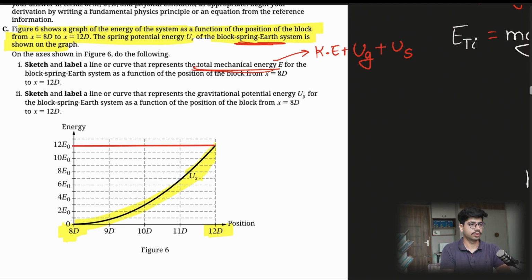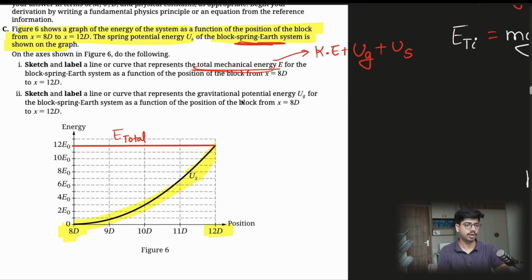So this is the E total. Then we have the sketch and the label of the curve representing the gravitational potential energy for the block-spring-Earth system.